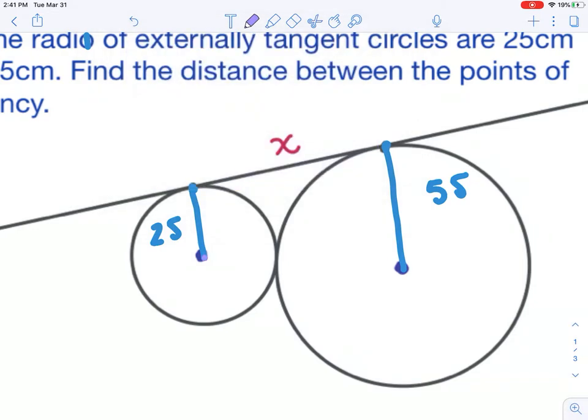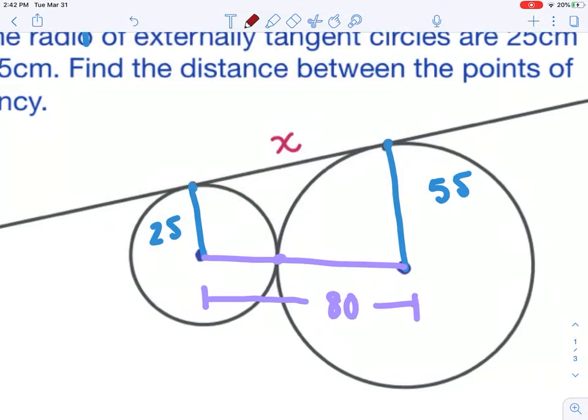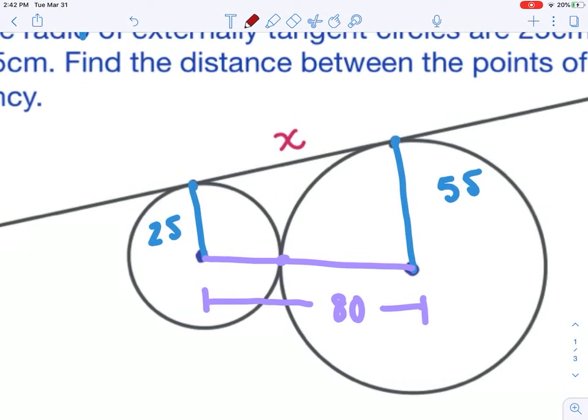Okay. I'm going to draw more radii right there. That purple segment is made up of both radii. So it is 25 plus 55, or 80. It's the length of both radii. This one is much trickier than the last. Again, I'm trying to find the length of x.